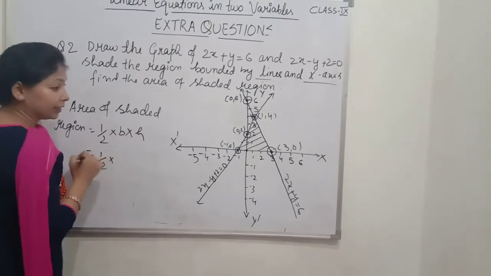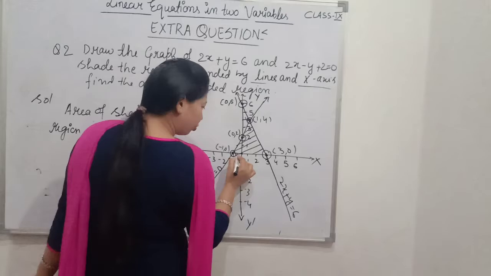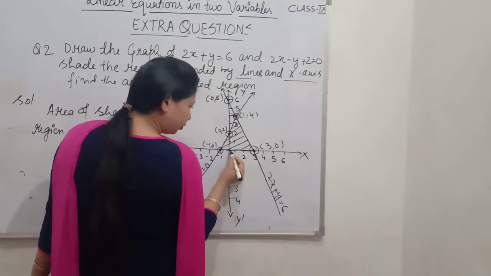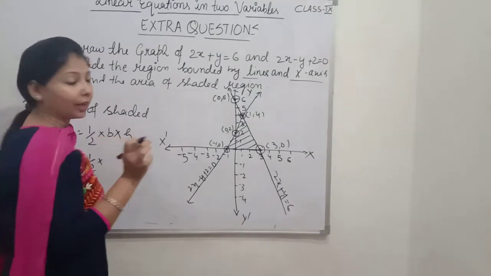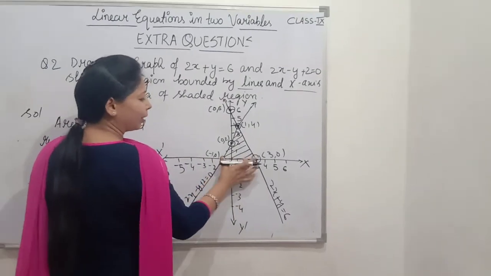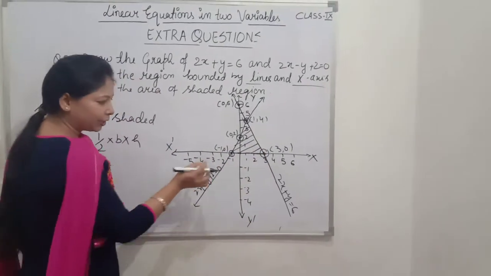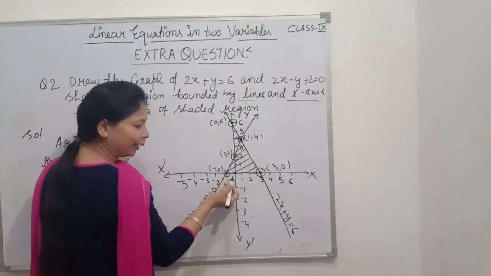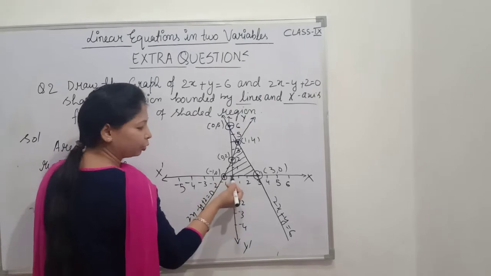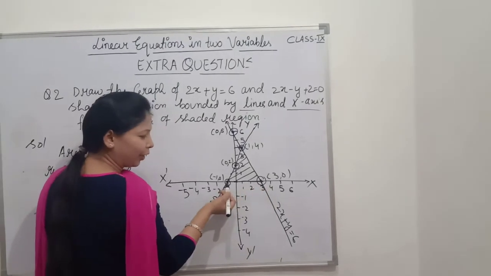Now what is the base? My base is this. Look student, my base is this. Here 3 units are on the positive side and 1 unit from the negative side. So 3 plus 1 becomes 4. Make sure this is negative 1, but when we take the base, we will take it as 1 unit. So 3 from this side and 1 from this side.